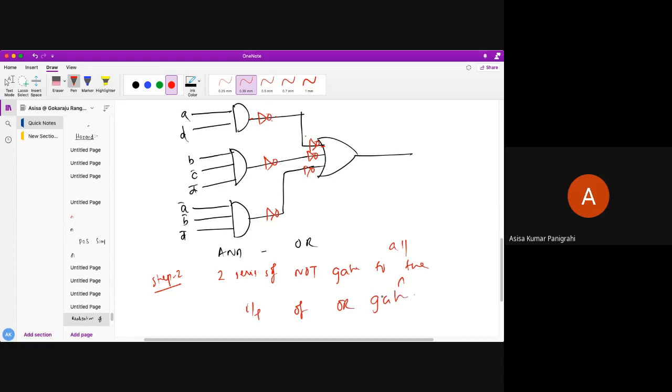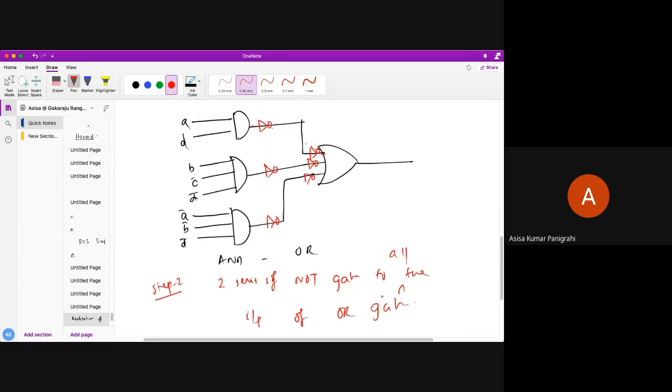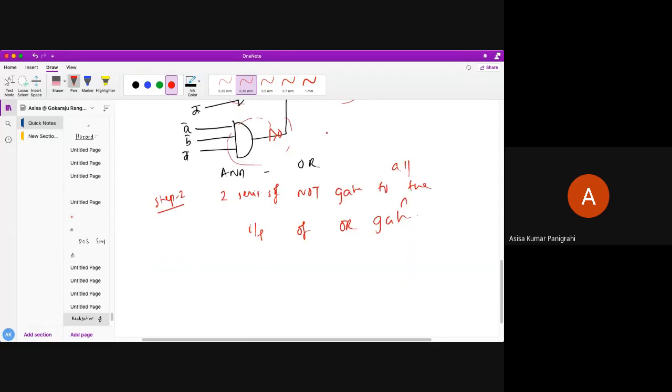Next, step 3 will be to draw the NAND gate equivalent circuit. So you know that this is a NAND gate. This is also a NAND gate, this is also a NAND gate, and obviously we have already proved this is also a 3 input NAND gate. Okay, so step 3: draw the equivalent NAND gate circuit. All the NAND gates you have to draw here.